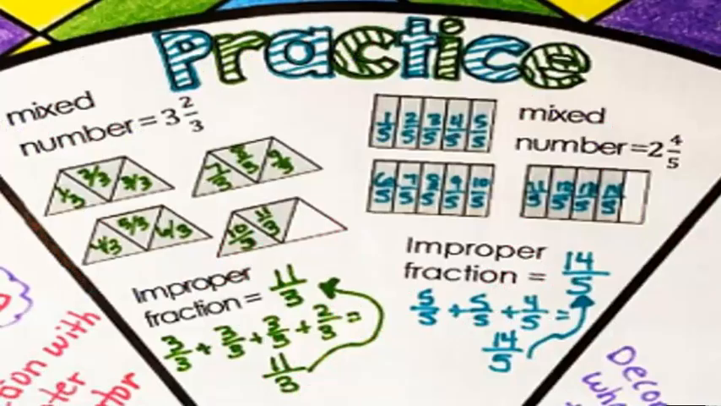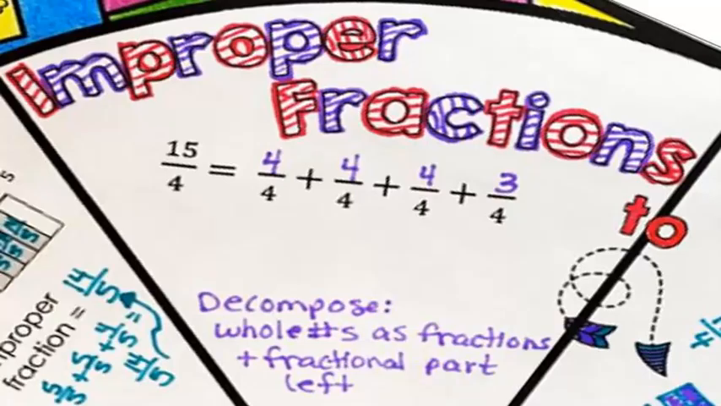This is the section for you to practice using models. Make sure to copy down everything so you can refer back to this for help. This section is for improper fractions so you can see how to take them apart. When the numerator and the denominator are the same, that equals 1 whole. So 4 over 4 is equal to 1 whole.